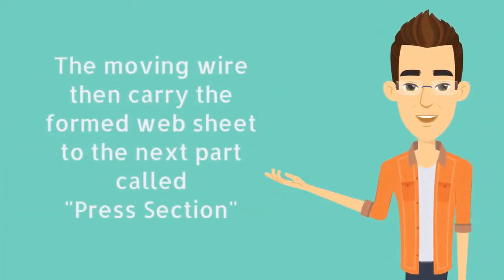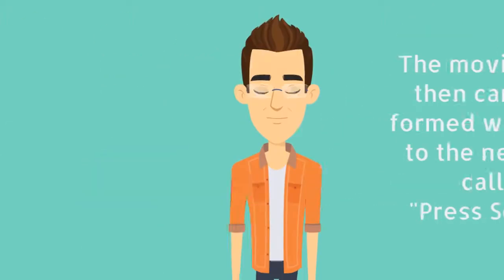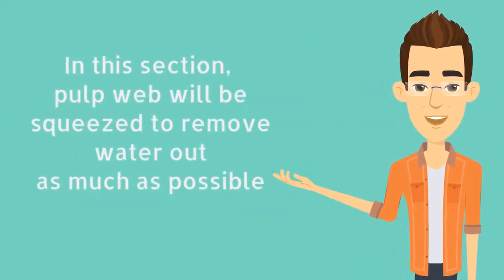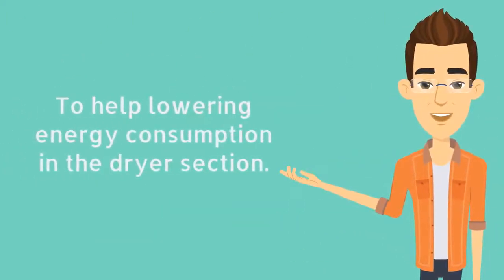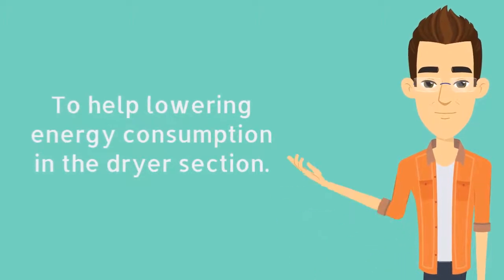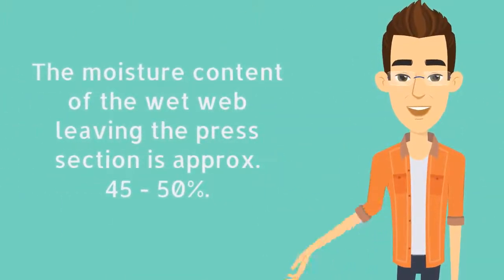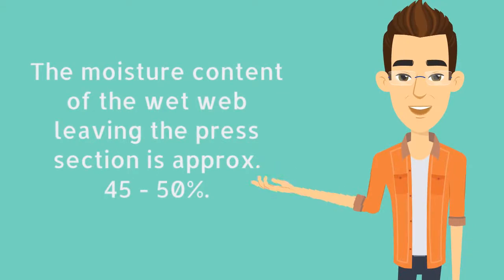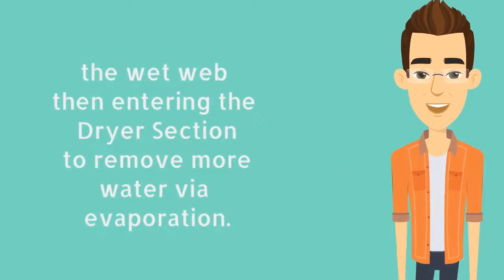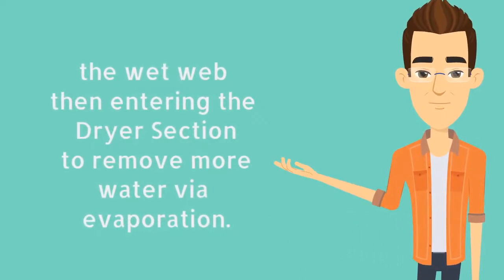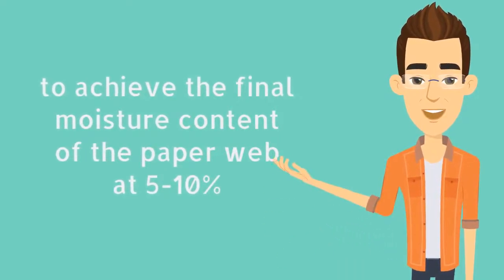The moving wire then carries the formed web sheet to the next part called the press section. In this section the wet web will be squeezed to remove as much water as possible, to help lower energy consumption in the dryer section. The moisture content of the wet web leaving the press section is approximately 45 to 50%. The wet web then enters the dryer section to remove more water via evaporation, to achieve a final moisture content of the paper web of 5 to 10%.